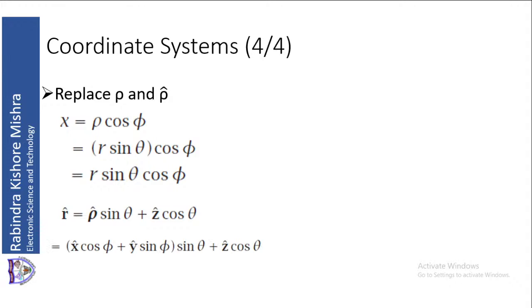For rho cap we will write x cap cos phi plus y cap sin phi, into sin theta plus z cap cos theta. Once we expand that, we will get the r cap term in terms of x cap, y cap, z cap. Then x is equal to r sin theta cos phi, that we have seen. Y is equal to r sin theta sin phi, that we also know. Z is equal to r cos theta.